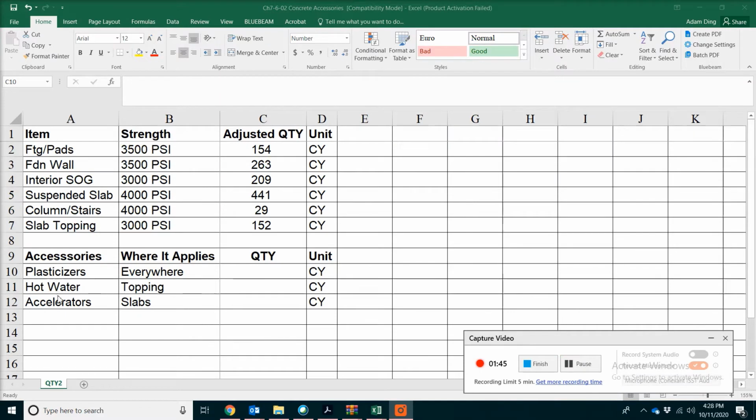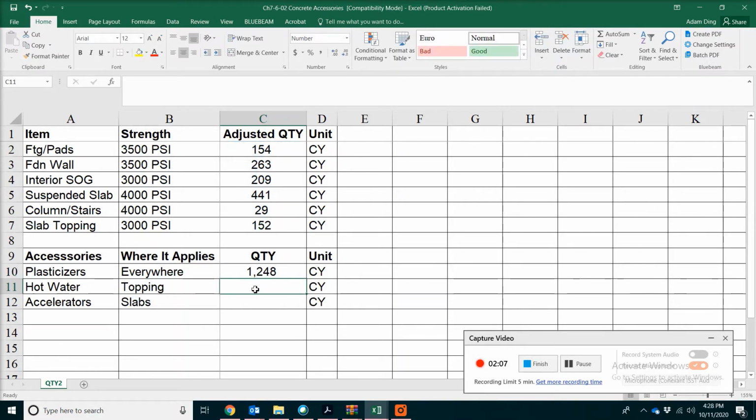Let's take care of the accessories. We're taking the quantities now, including the waste for the ready mix. Seems like we need a plasticizer everywhere. So what we do is go to the top and add up all the volume.